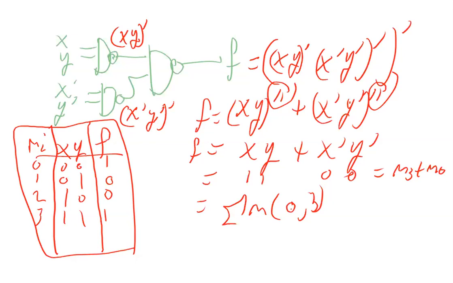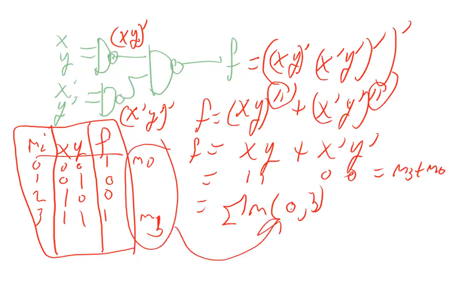I think I made a mistake here. It was M0. Yeah, M0 and M3. No, I got it right. I was going to say, that's fine. So M0 and M3 are directly corresponding to these indices in here.